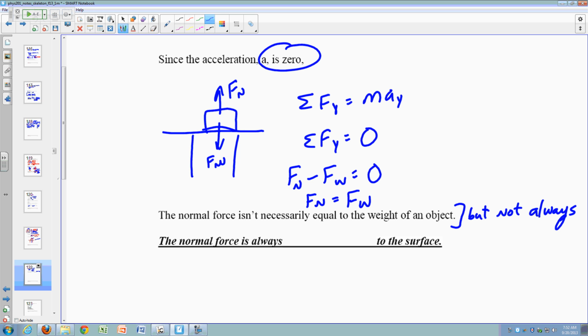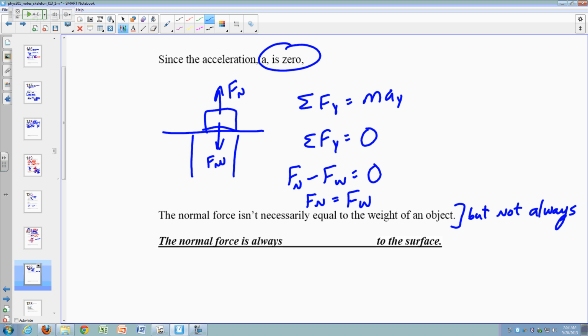Can you think of a way that I might either increase or decrease the normal force on an object? Think of a couple of different ways. How could I increase the normal force of an object that's sitting on a flat surface? I can increase its mass, right? That would increase its weight, but then the normal force would still equal the weight. But what else could I do? Place it on another planet. I could place it on another planet, yeah. That would increase its weight.